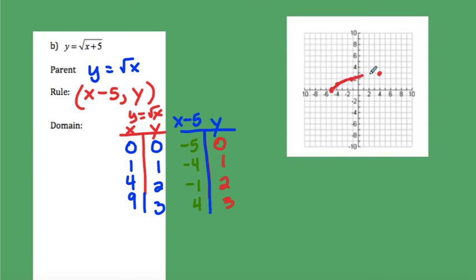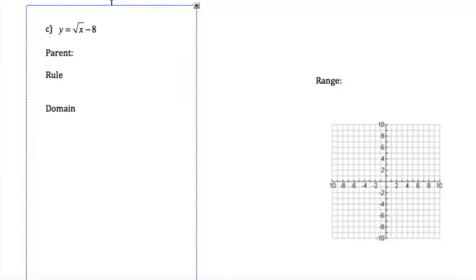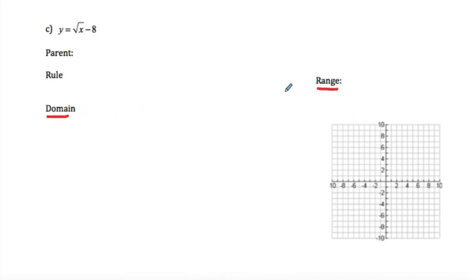And there's my graph being shifted to the left 5 units. All right, so what I'm going to ask you to do is to try this last one, y equals the square root of x minus 8. I'd like you to identify the parent, plot the points on the parent function, write your rule, and apply your rule. And then I'd like to see if you can give me the domain and the range. Now we are going to go back to that last one for domain and range in class.